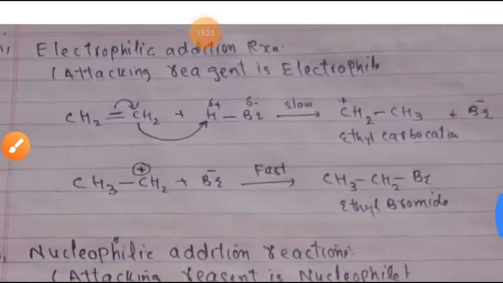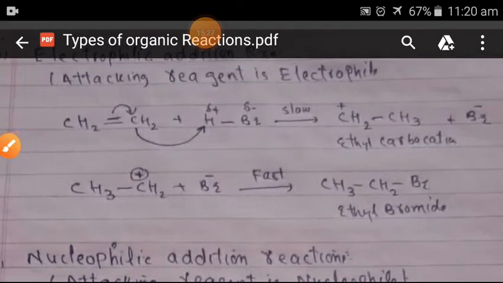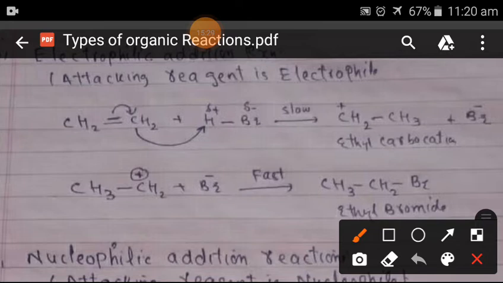So we have taken an example here. This addition reaction takes place across a carbon-carbon double bond or carbon-carbon triple bond. For example, we have taken the reaction with hydrogen bromide. So this is hydrogen bromide here. We know that bromine is more electronegative than hydrogen. As a result, the bromine gets a slightly negative charge and hydrogen gets a slightly positive charge.